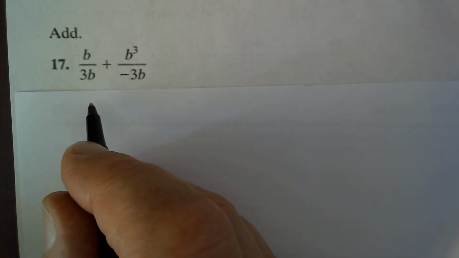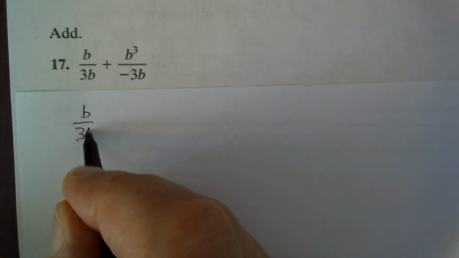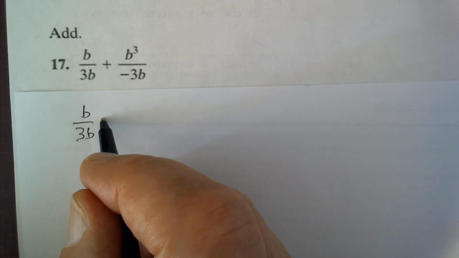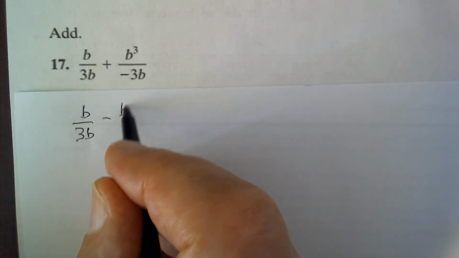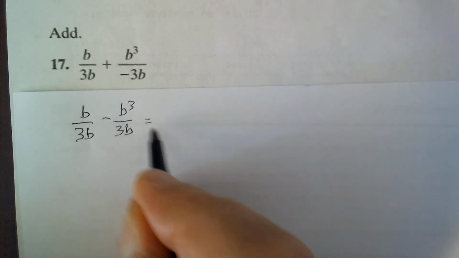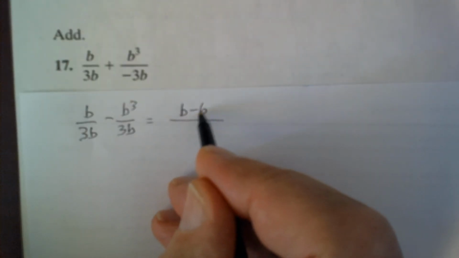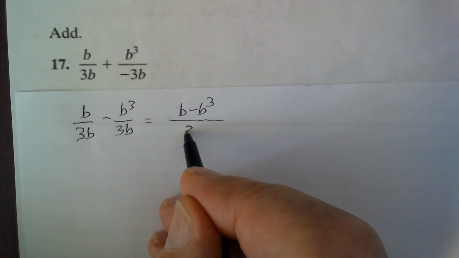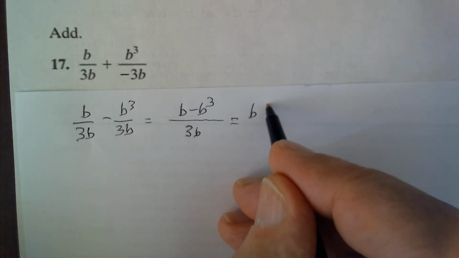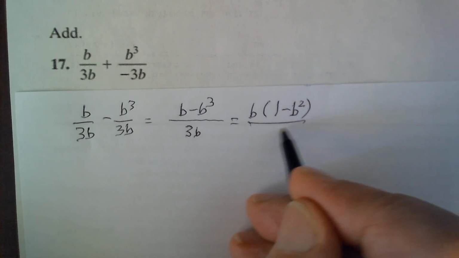So number 17 is pretty simple and straightforward because it's b divided by 3b. And then plus b to the third divided by minus 3b is simply minus b to the third divided by 3b. And we can write this all in one fraction bar now as b minus b to the third divided by 3b. In the numerator, we can factor out a b, which gives us a 1 minus b to the second power divided by 3b.